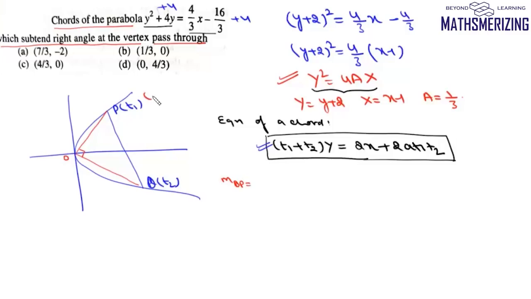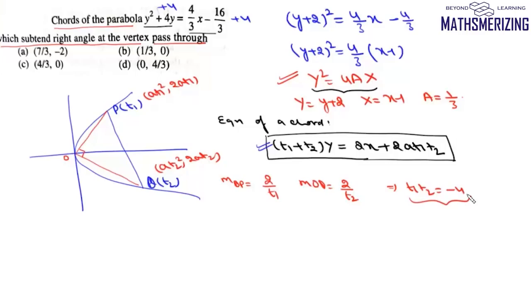So this point P is (at1², 2at1), and this point Q is (at2², 2at2). So the slope of OP is 2/t1, and the slope of OQ is 2/t2. Now since OP and OQ are perpendicular, the product of slopes is -1. So from here we can say the value of t1·t2 is simply -4. So we'll put the value of t1t2 here.